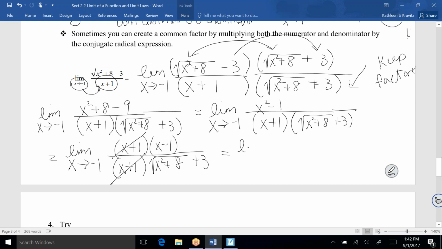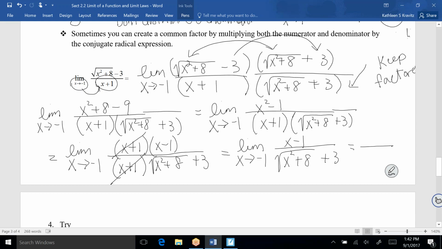So now we're looking at the limit as x goes to -1. What we have left is x minus 1 in the numerator and the square root of x squared plus 8, plus 3 in the denominator. Make sure you don't put the 3 under the radical. Now we can plug in a -1 in the numerator and the denominator without getting a 0 in the denominator.